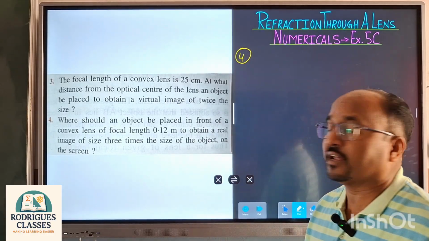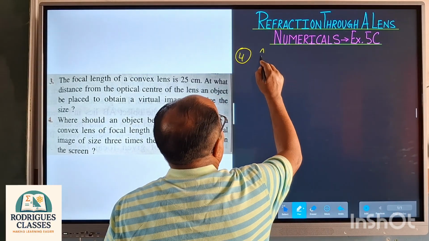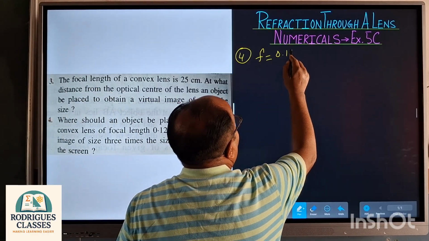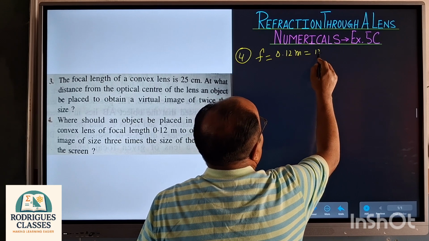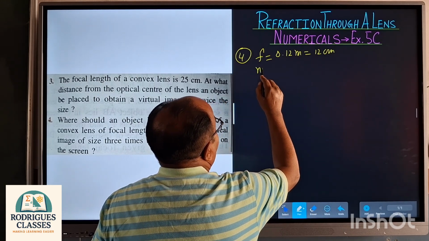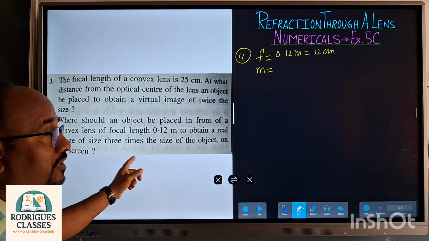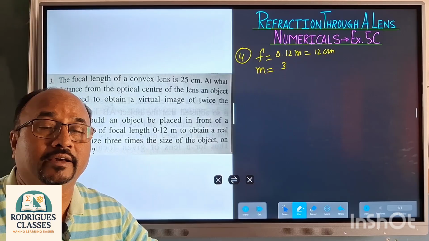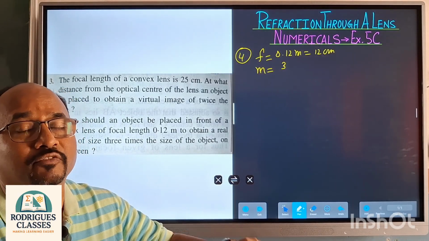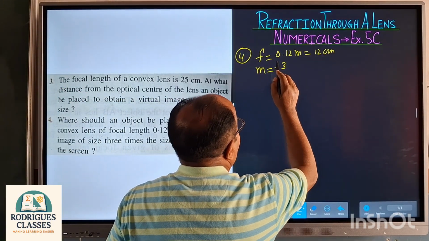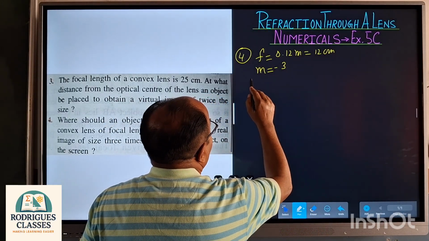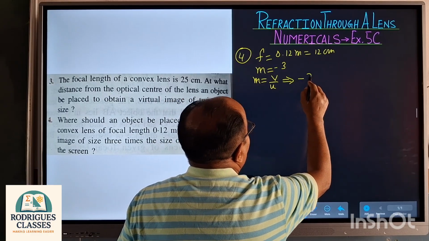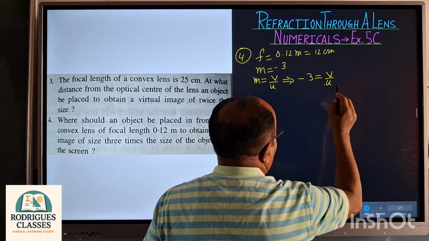First of all, we will write the focal length. It is convex, so it will be positive. It is 0.12 meter, which I will write as 12 centimeter. Then we come to magnification, which is told as 3 times, so 3 is written. It is told real. Again I repeat, real is inverted, and inverted image magnification is negative, so I write minus here. Now I will write magnification equals V by U. It means minus 3 equals V by U.